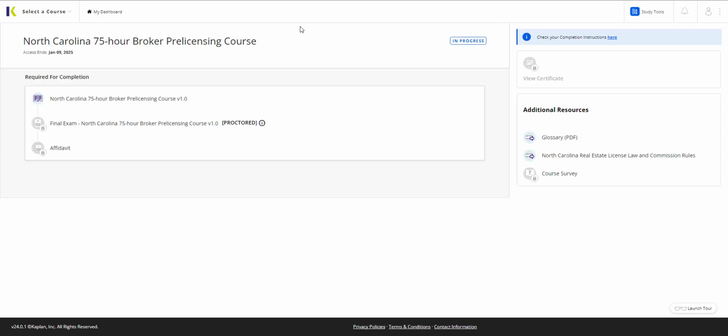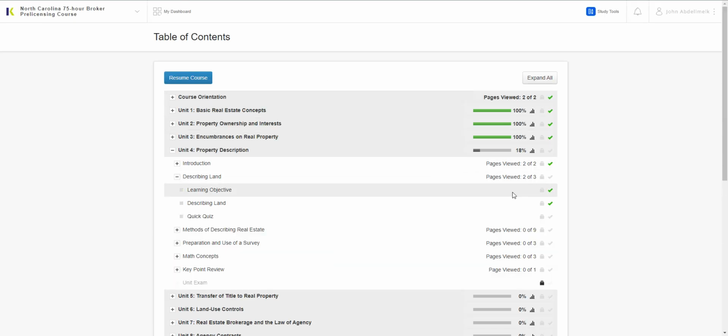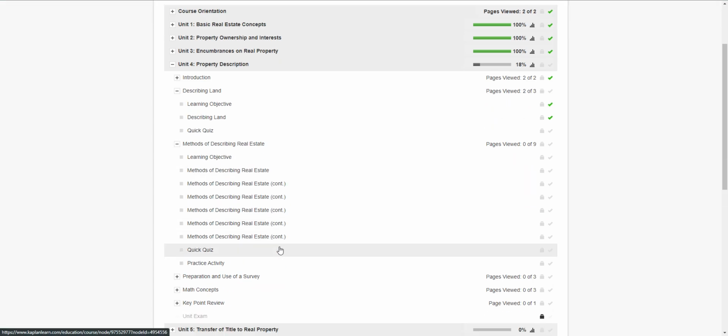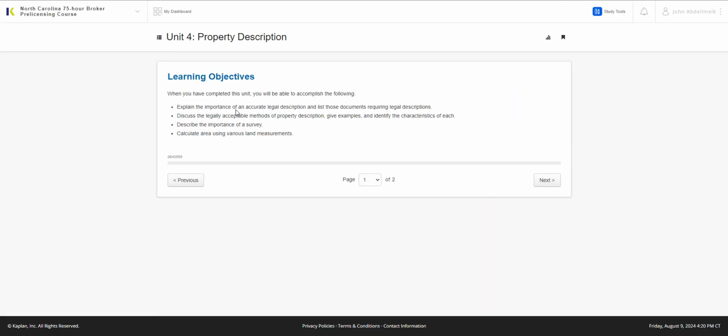So today, I'm pretty sure we're going to be covering Unit 4, which is awesome. It's not a really big unit, except when you get into methods of describing real estate. That's pretty hardcore heavy. So let's just get into the learning objectives, right?